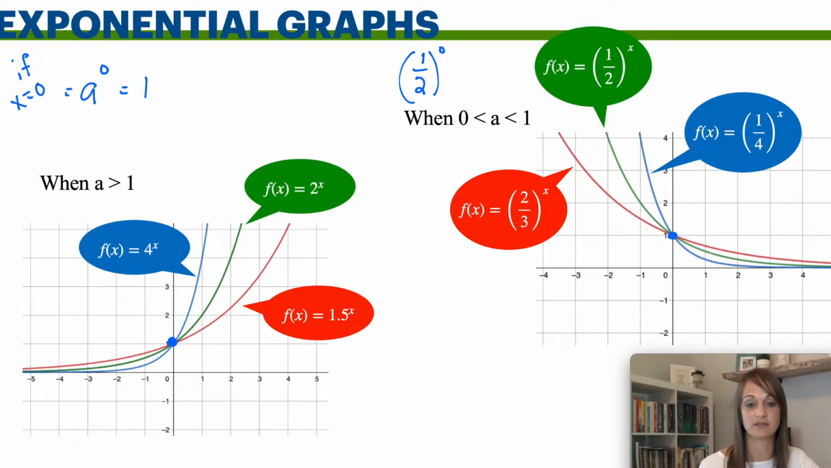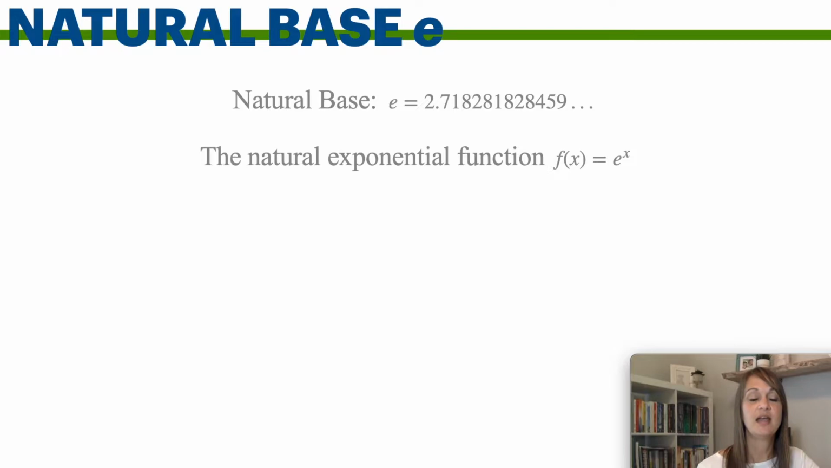because you are decaying in amount. Now, there is something called the natural base, e, that we have discussed in past videos. e is a number. It is a constant, 2.718. Obviously, it goes on forever just like pi does. And the natural exponential function is the function e to the x.